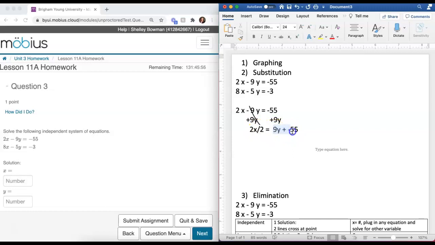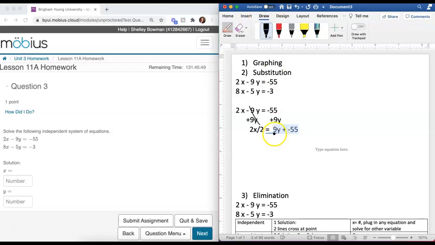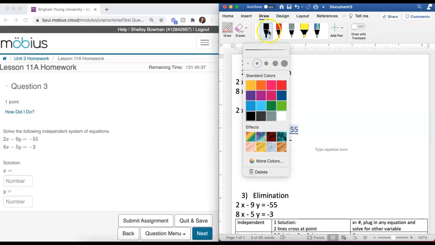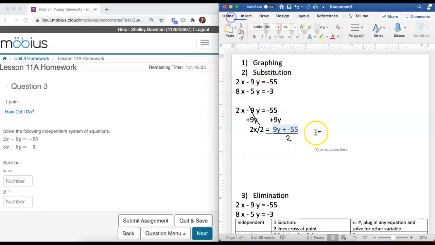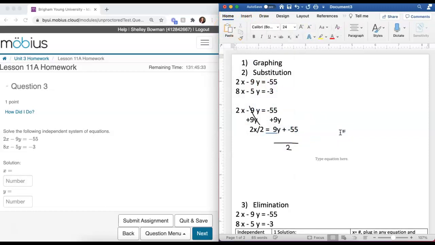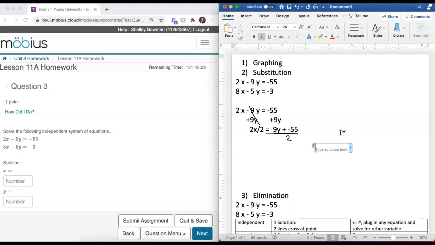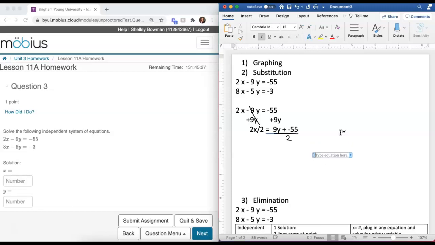Now on the right-hand side, that means everything is divided by 2, and I could, if I wanted to, draw this because it makes it easier for me, divide by 2 like this. Now if I do that, that means that this and this are both going to be divided by 2, and I can actually separate that out going down.